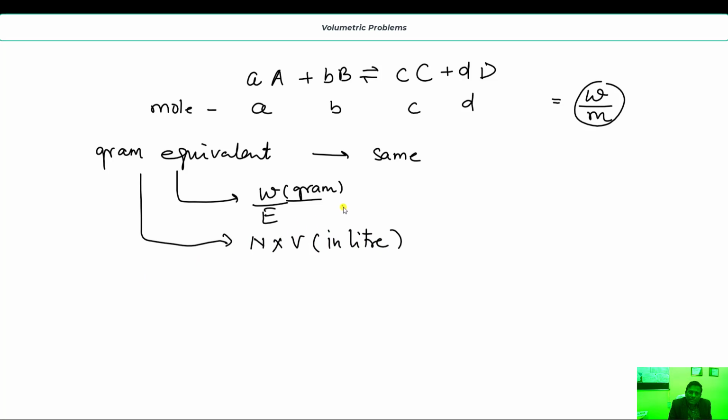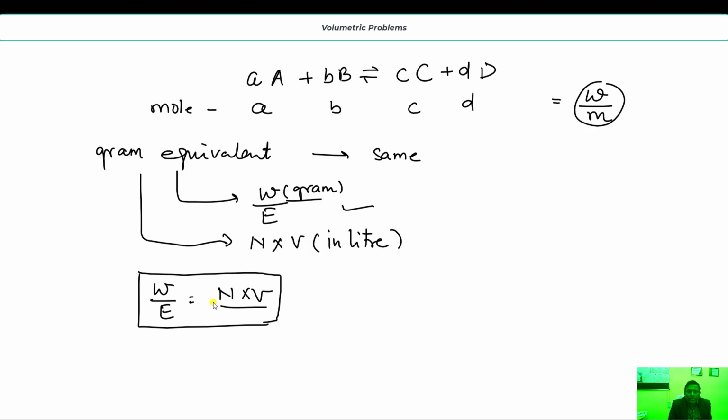We can equate these two equations: W upon E is equal to normality into volume. If one is given in weight form and another is given as normality and volume, then we can equate these. Volume is always in liter. If both are given in normality and volume form, then N1V1 equals N2V2.